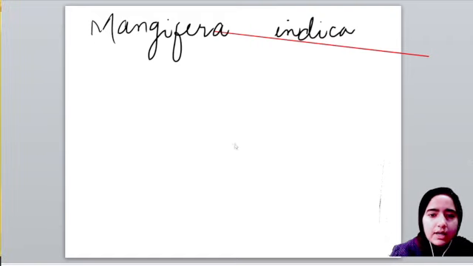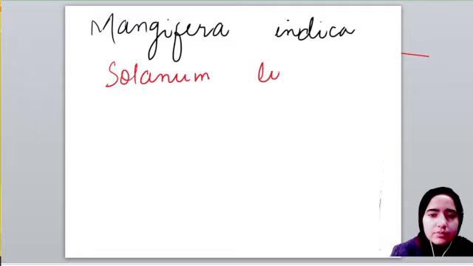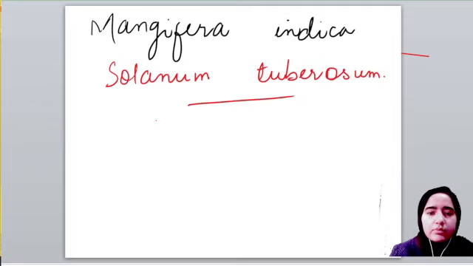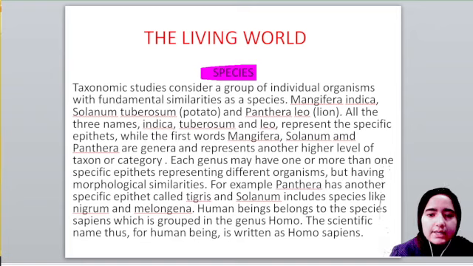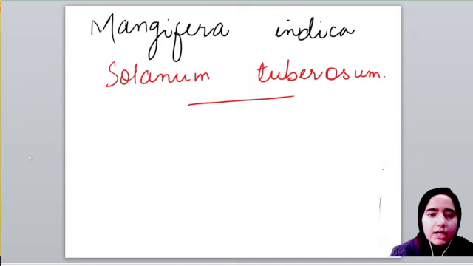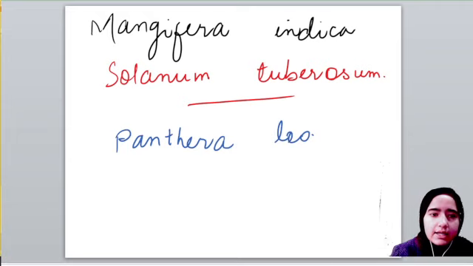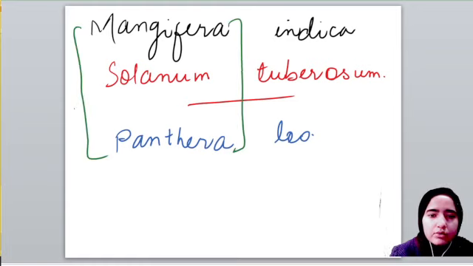Another name here I mention is Solanum tuberosum. Mangifera indica means mango, Solanum tuberosum means potato. Another example here is Panthera leo, which means lion. All of them, the first components, Mangifera, Solanum and Panthera, indicate the genus, the generic name.